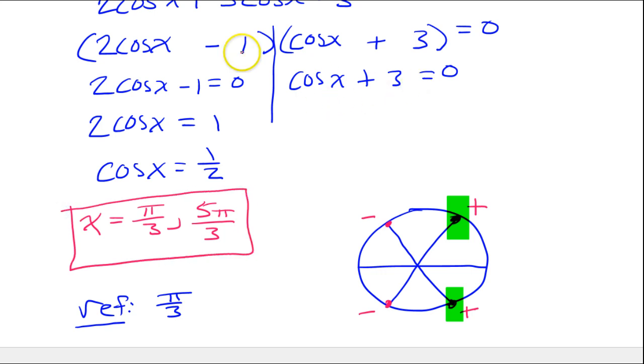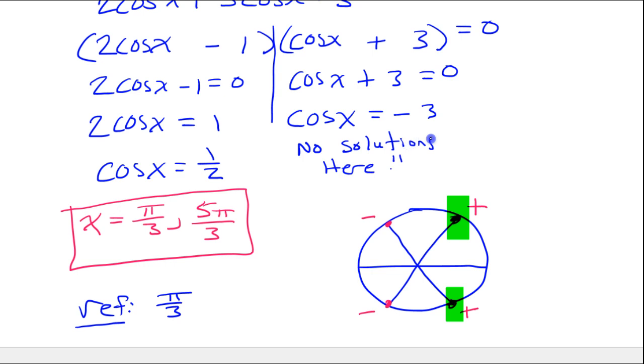Now let's look at the other factor. Subtracting 3 from both sides, I get cosine x is equal to negative 3. So cosine of what angle is going to give me negative 3? I'm hoping that you will recognize quickly that we will get no solutions from this. No solutions here.